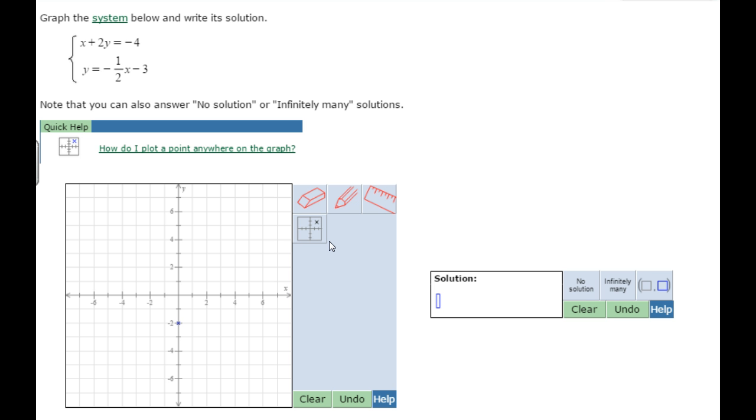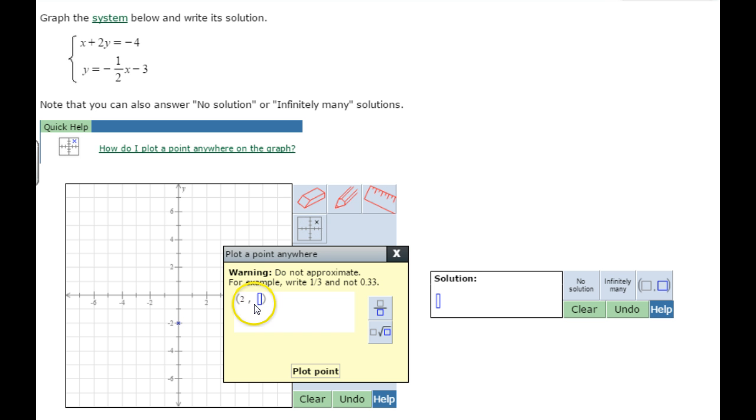And we'll pick additional points. The second point that I'll pick will be x equals 2. When x is 2, you'll get 2 plus 2y equals -4, and I'm going to solve for y. In this case, if you solve for y, you will get y equals -3. So when x is 2, y is -3.